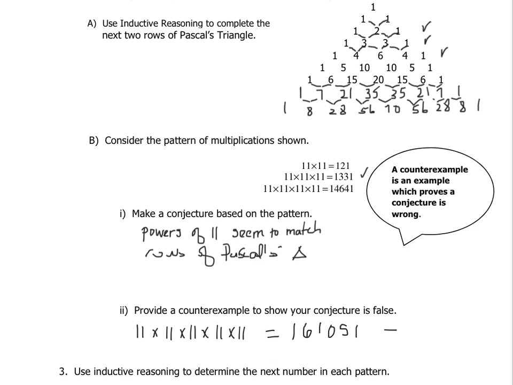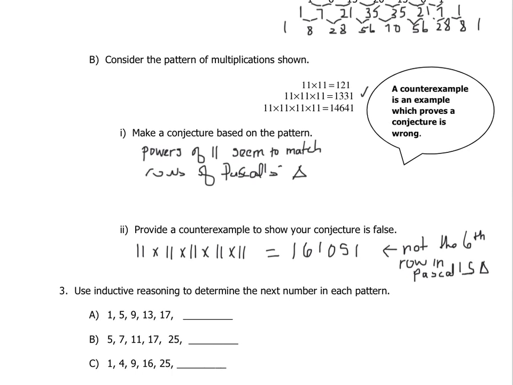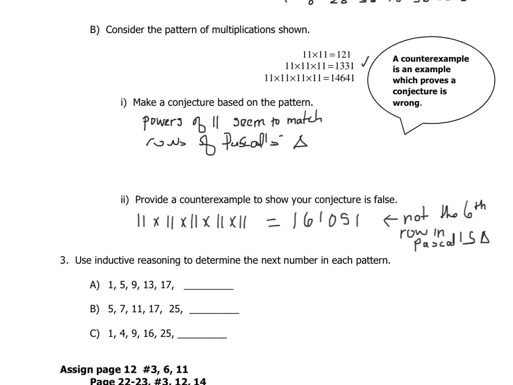So this is not the sixth row in Pascal's triangle. So it appears that this rule, this conjecture that we had, is actually false. And we've proven it using what we call a counterexample, which is an example that proves that a conjecture is wrong. It's an example that shows that our conjecture is a false conjecture. It doesn't actually fit what we thought was supposed to happen.